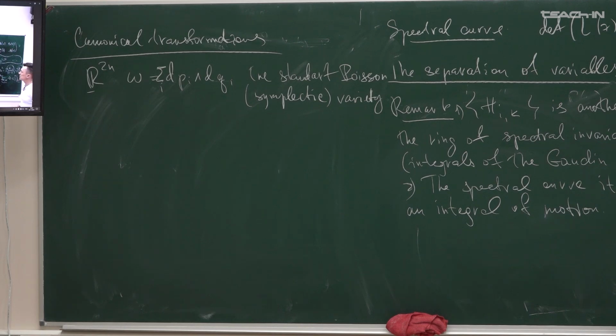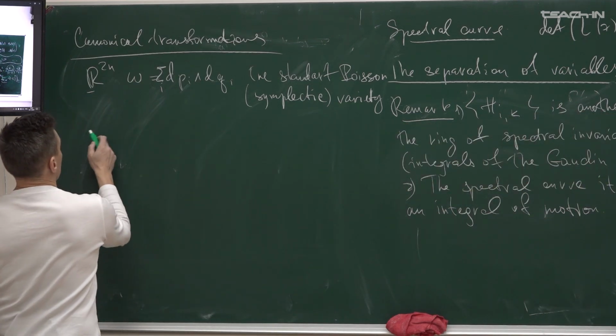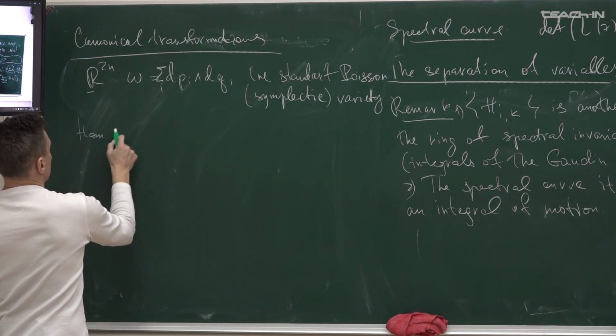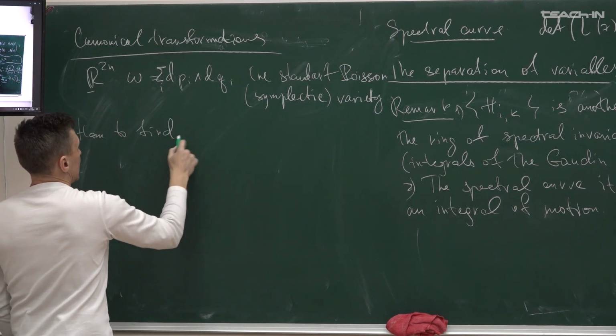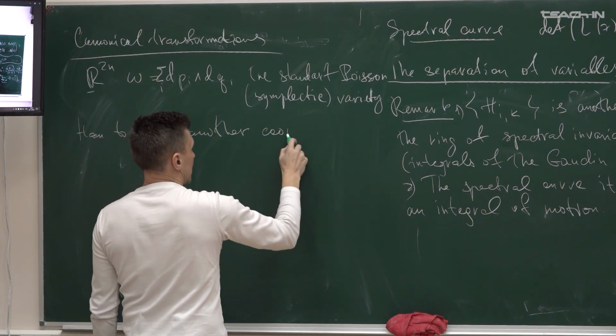So if such a structure is given, the very natural mathematical question: what type of transformations preserve this structure? What are the symplectic diffeomorphisms or symplectomorphisms which preserve such a structure? It means that locally, how to find another coordinates.